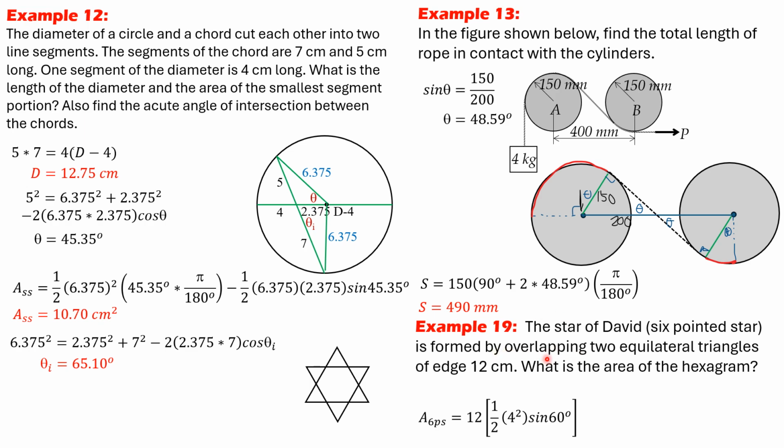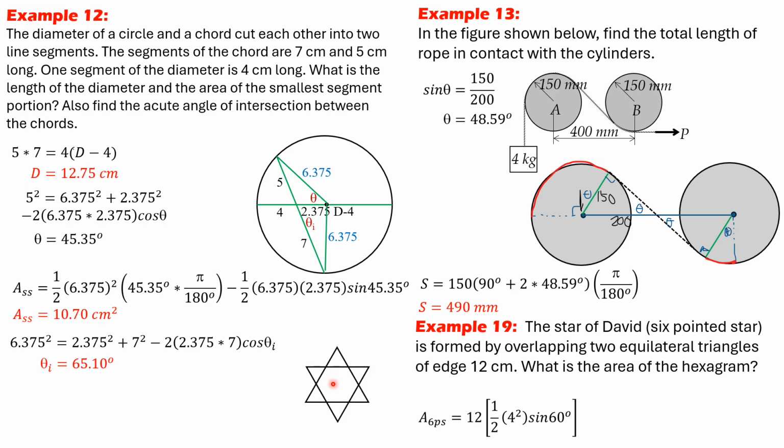Example 19. The Star of David, or the regular six-pointed star, is formed by overlapping two equilateral triangles of edge 12. What is the area of the hexagram? Originally, these equilateral triangles have dimensions 12, and since these three lengths are equal, we divide 12 by 3, so 4, 4, 4. And this is a regular hexagon also.